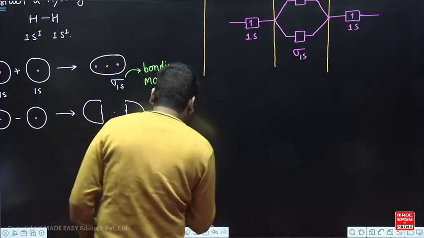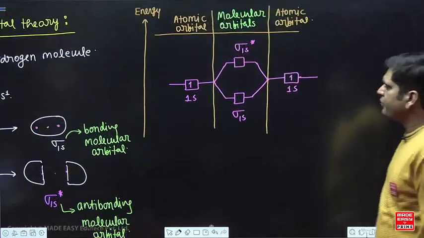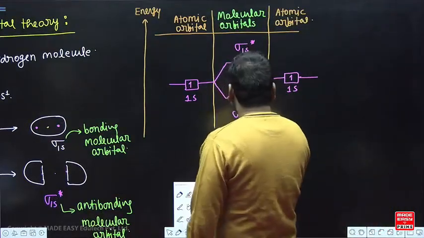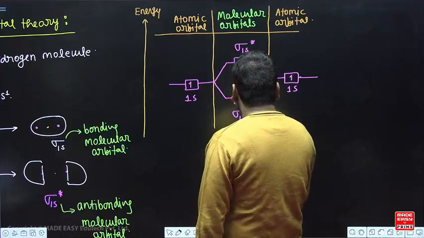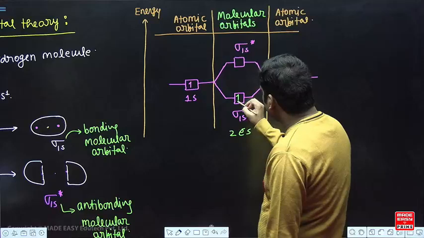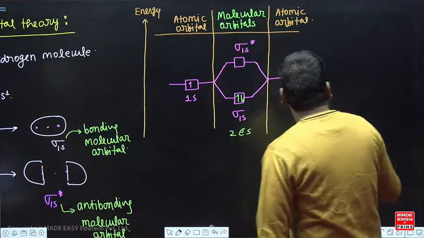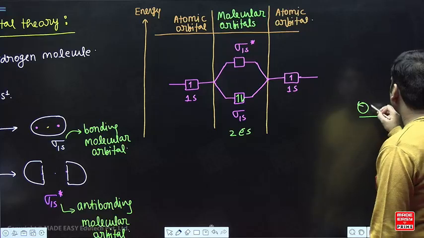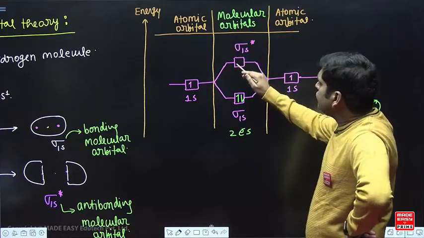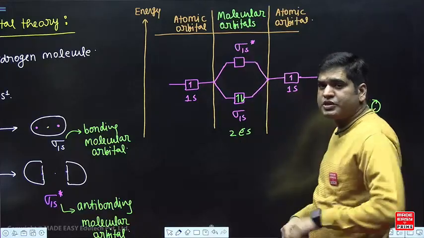Now, when the bond is formed, you will have two electrons, 1 plus 1, and these two electrons will be filled in the molecular orbitals. So the first electron goes here, the second electron will also go here, because in one state you can have two electrons, one anti-clockwise and the other clockwise. If there were a third electron, it would go to the upper one, but there is no third electron, so there is no possibility of going upward.